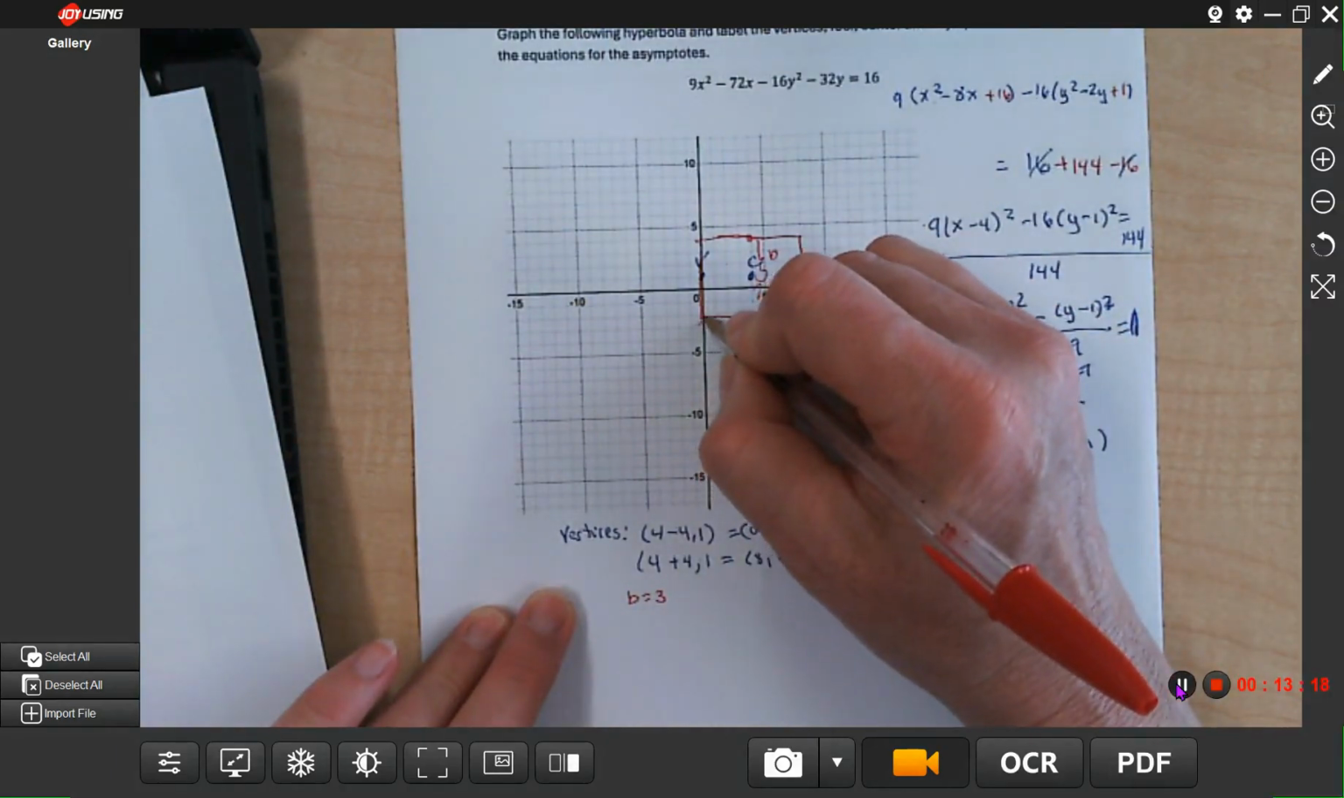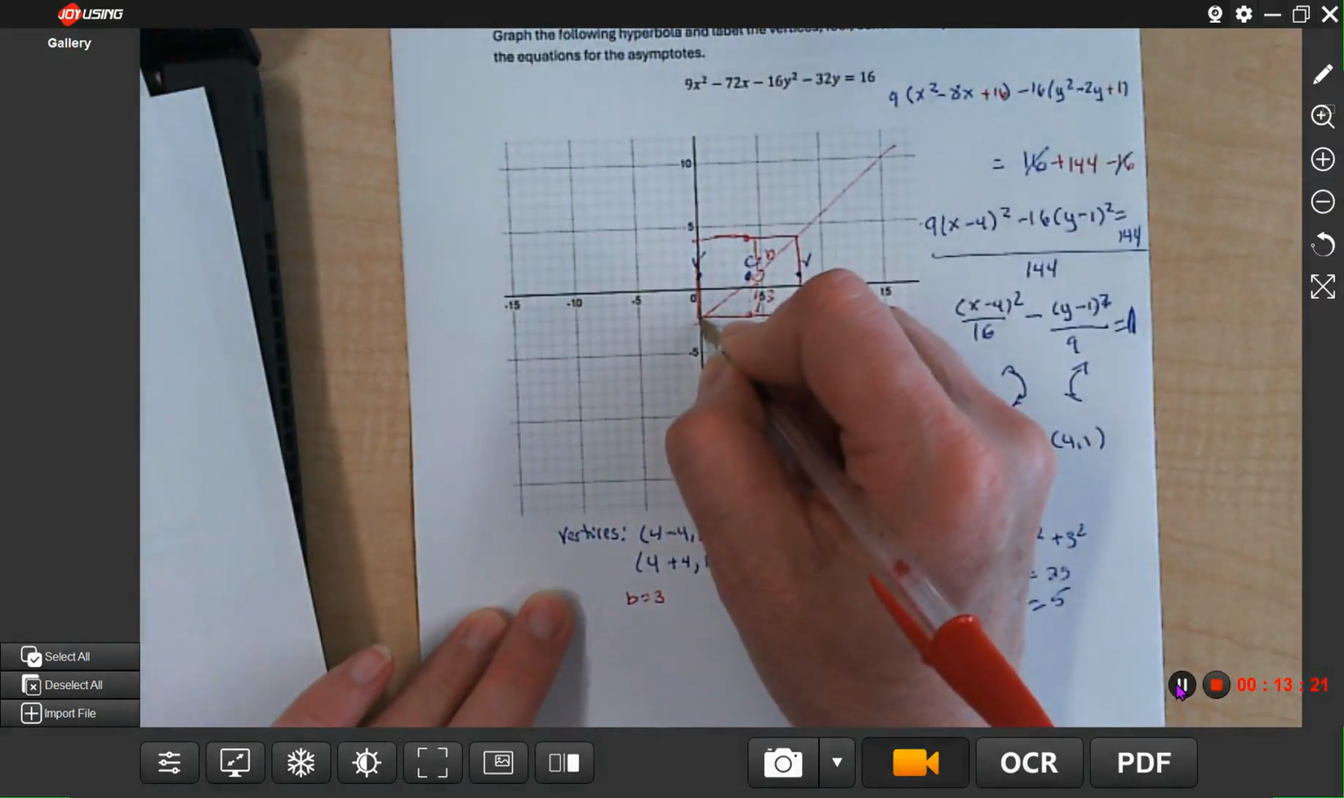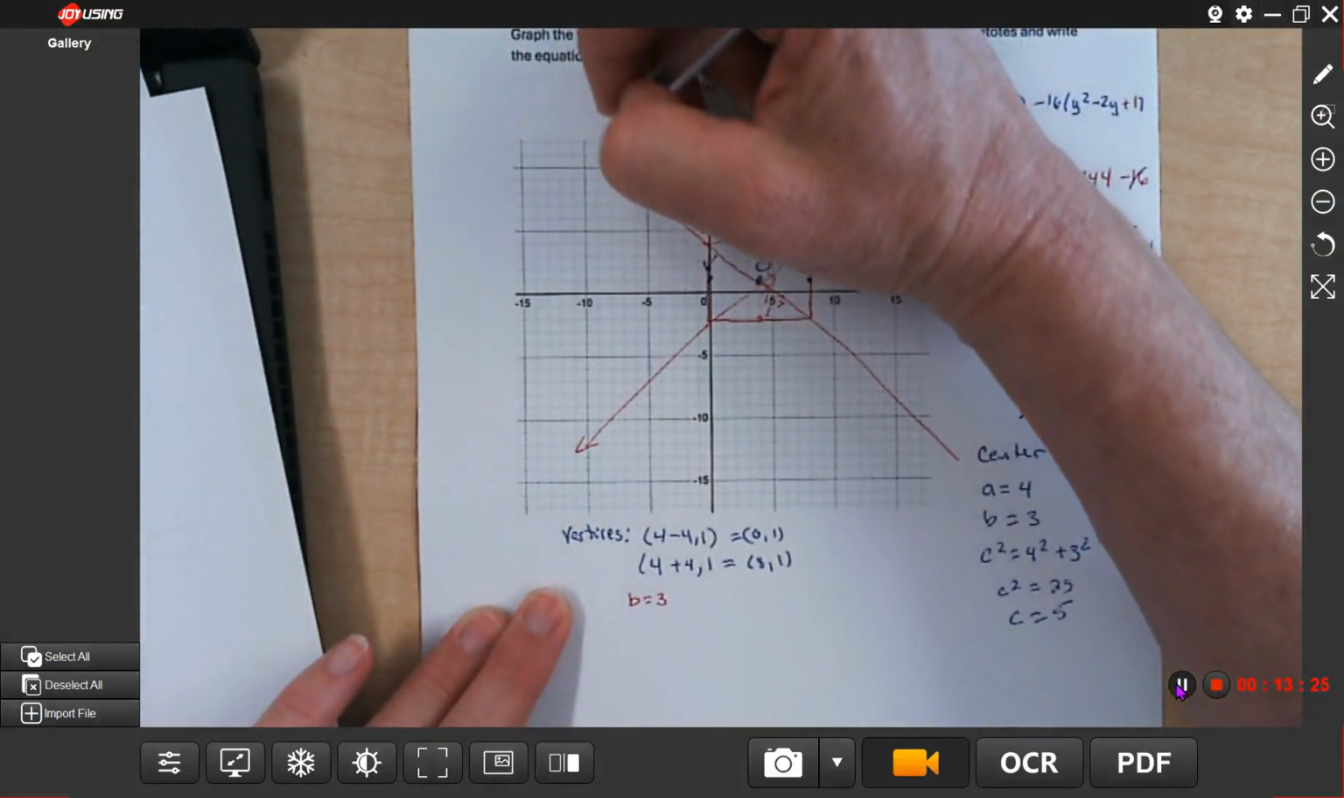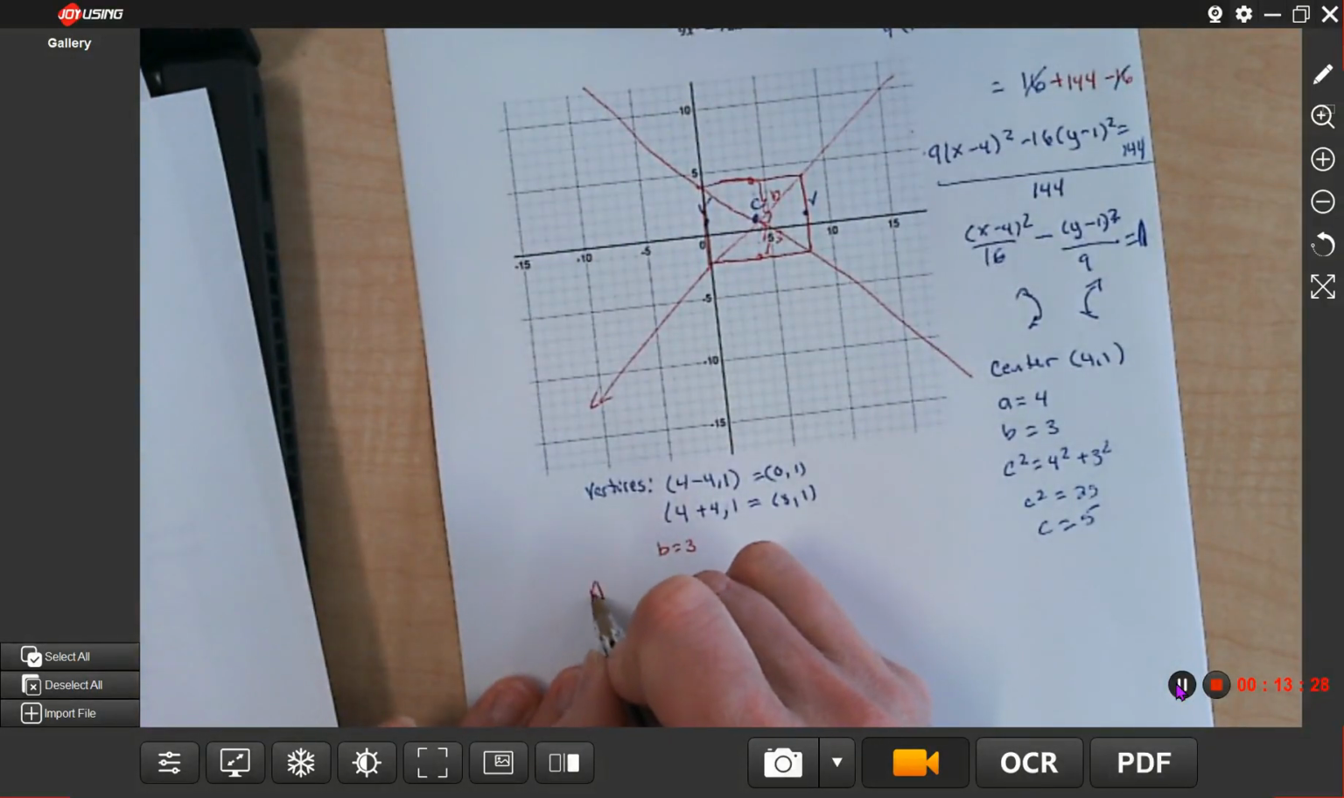Now I'm ready to draw the asymptotes. They go through the corners of the box, which forces them to go through the center, and likewise over here. So those are my asymptotes. Might as well write the equations while I'm at it.